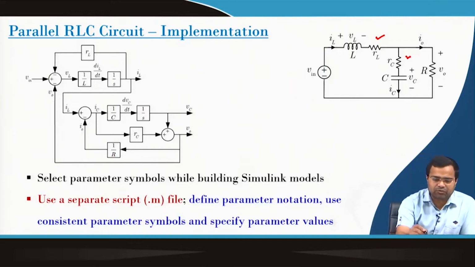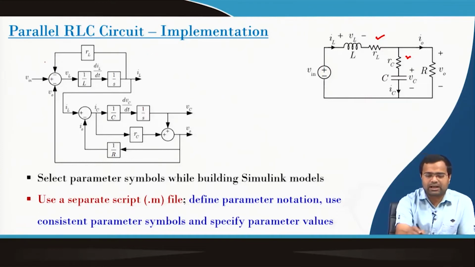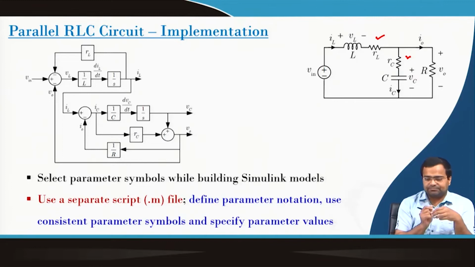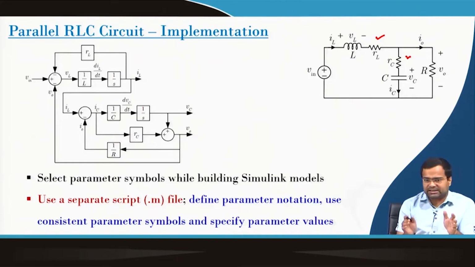And we already know from our lecture number 4 that this building block diagram was actually realized from this parallel RLC circuit. Now, the steps to build the block are common, the procedure. That means we have to select the parameter symbols and put those symbols into the .m script file. We also have to assign some values to these parameters.